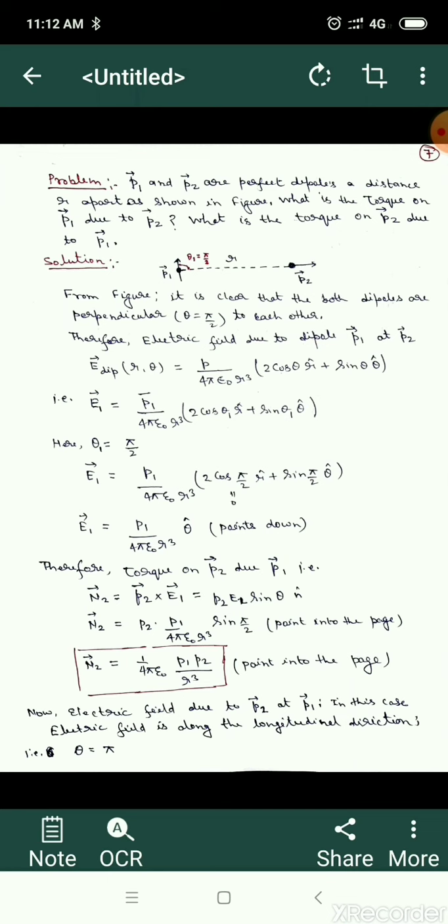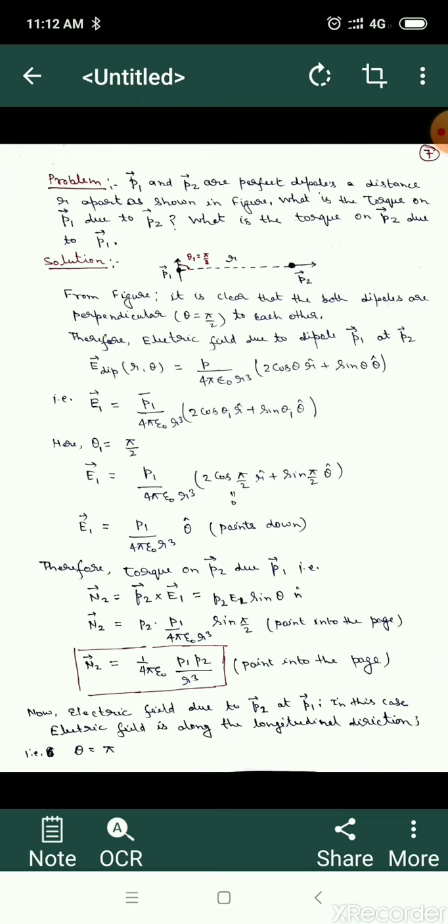So P1 is basically a line in one direction, that is in the vertical direction on the page, and P2 is in the horizontal direction on the page. So that means the angle between P1 and P2 is pi by 2, that is 90 degrees, and the separation between them is r. So from the figure it is clear that both dipoles are perpendicular to each other, that is pi by 2 to each other.